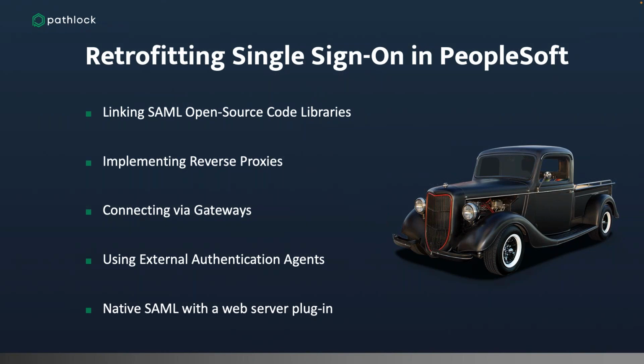External authentication agents and gateways are very similar to what you see with reverse proxies in how they work and how they interact with the application. The other option is really a native SAML interface with a plugin communicating directly to that identity provider, which is going to allow you the cleanest way to get into the system. And we'll see that in just a little bit.